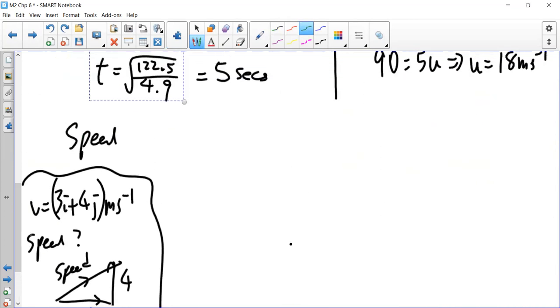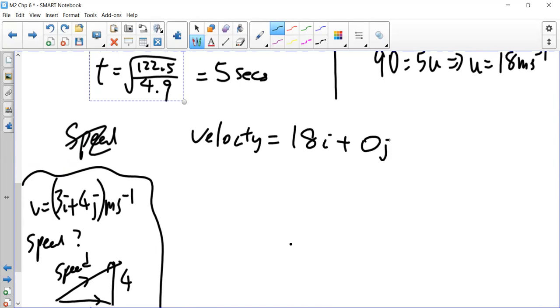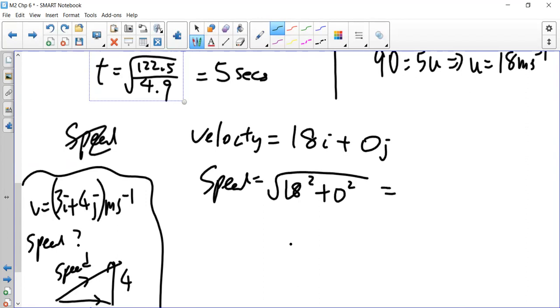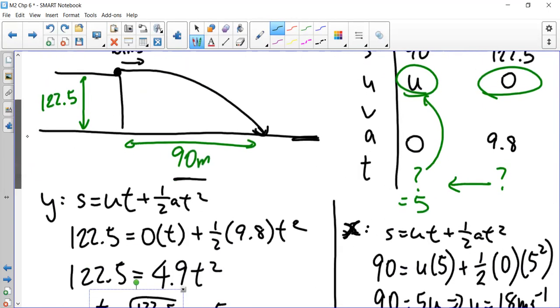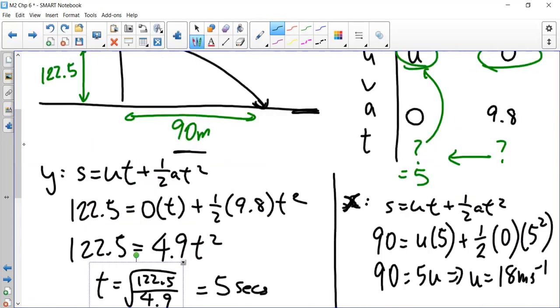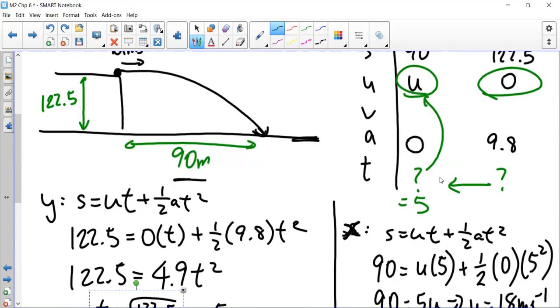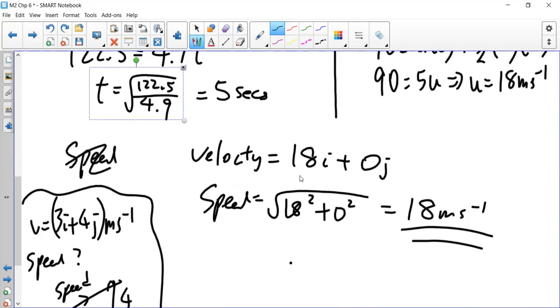So what you've calculated, velocity, is 18i plus 0j. So the speed, therefore, is the square root of 18 squared plus 0 squared, which is 18 meters per second. Now, the reason I have to go through this is because later when uy is not 0, the speed will be different. In chapter 6.1, the uy is always 0. But for now, it will be the same as the horizontal velocity.